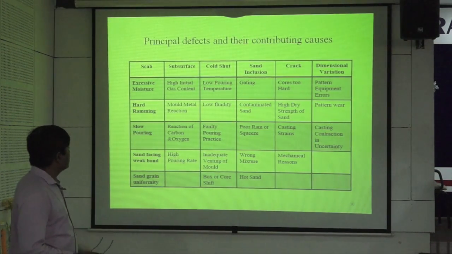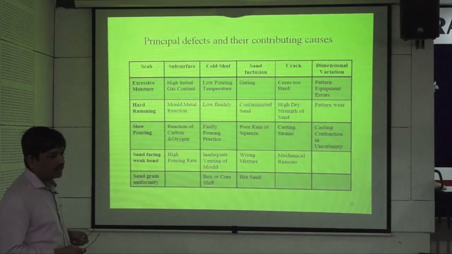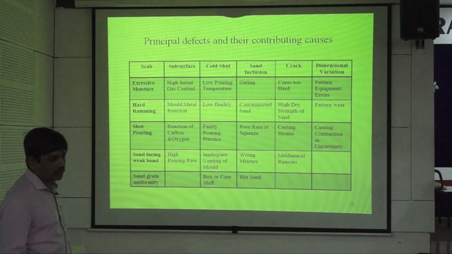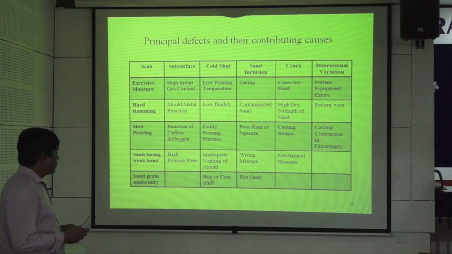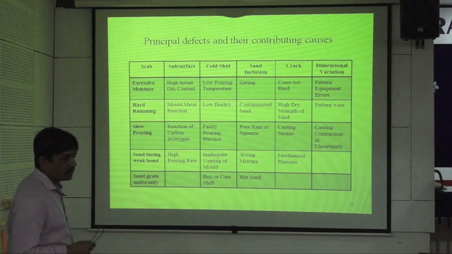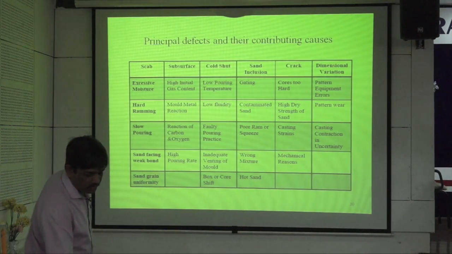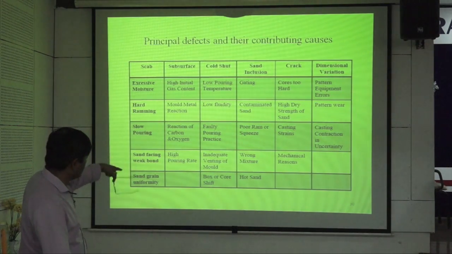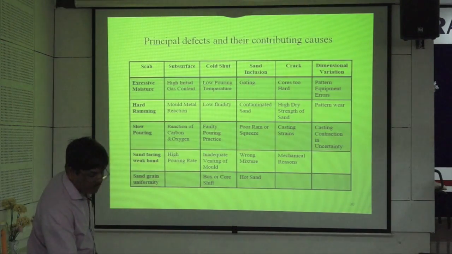So these are the defects and the causes. The principal defects, as I said, we have listed 6 major defects which were leading to rejection of this duplex mode. Going through literature as well as discussion with the people in that industry, we also listed the causes which are leading to these rejections. So for scab, these are the causes. For subsurface, the causes. We have listed the major causes which may lead to these defects.